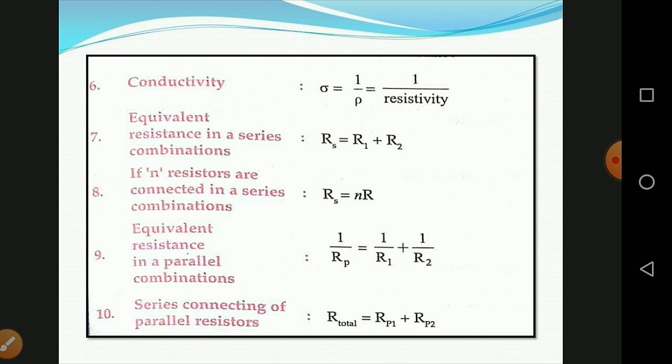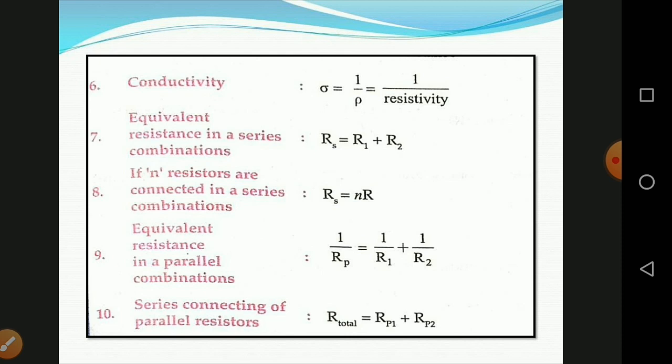And the next one is the seventh one: equivalent resistance in a series combination. What is the formula? Rs is equal to R1 plus R2. If you connect more resistors, the number of resistances increases, so the resistance increases. If you connect 5 resistors, Rs is equal to R1 plus R2 plus R3 plus R4 plus R5. If you connect more resistors, that means plus Rn.